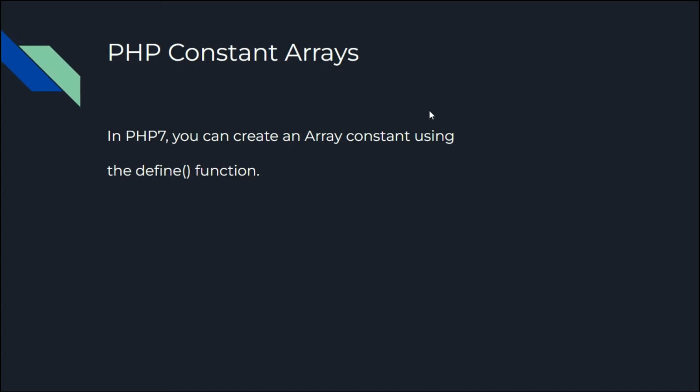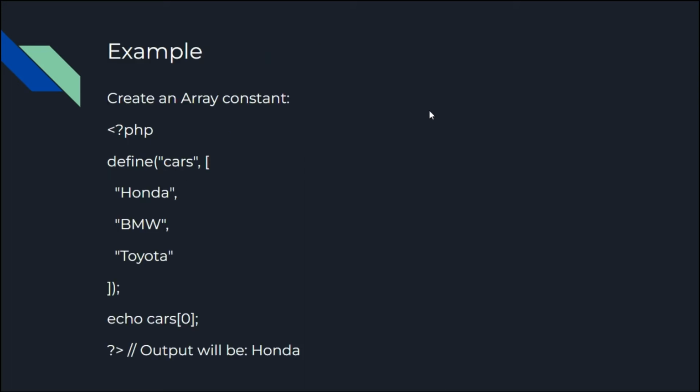Today we will learn about constant in PHP. In PHP 7 you can create an array constant using the define function. This is an example of creating constant in PHP.